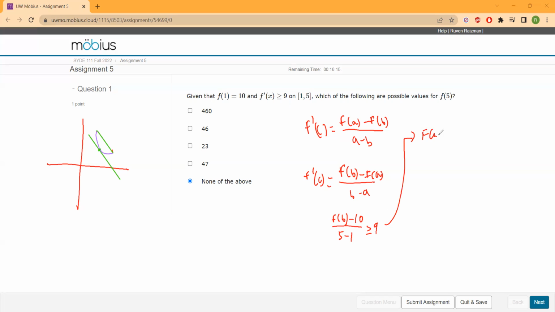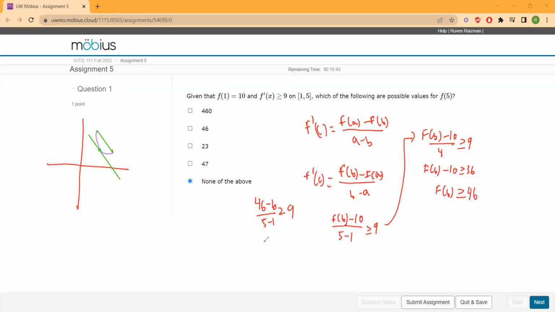So f(b) minus 10 over 4 is greater or equal to 9. f(b) minus 10 is greater or equal to 36. f(b) has to be greater or equal to 46. And this makes sense because let's say we do plug in 46. We're going to do 46 minus 10 over 5 minus 1. We'll see that it is in fact greater or equal to 9.